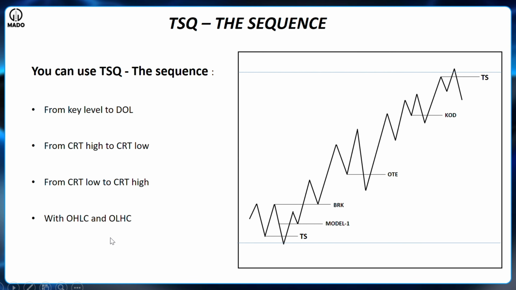For example, if price is trading inside a daily range and you've marked your high and low, the entire TSQ sequence from turtle soup to kiss of death can unfold within that range. And if price is reacting from a key level and you already know your draw on liquidity, you can still track the TSQ progression from that key level all the way to your target area.